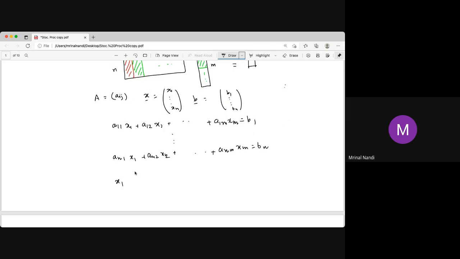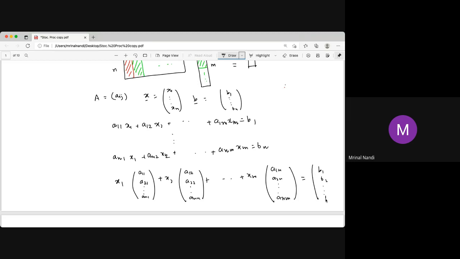So it's actually x1 times (a11, a21, up to an1) plus x2 times (a12, a22, up to an2), and so on up to xm times (a1m, a2m, up to anm), which is equal to (b1, b2, up to bn). This is a system of linear equations; you can write it in this form. So a system of linear equations can be thought of in different ways. The school level idea is just that there are n equations in m unknowns.